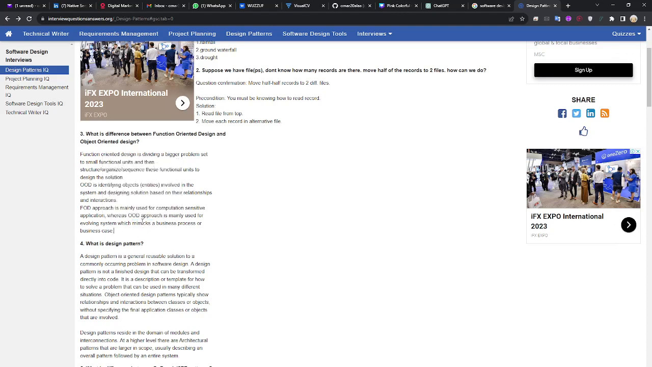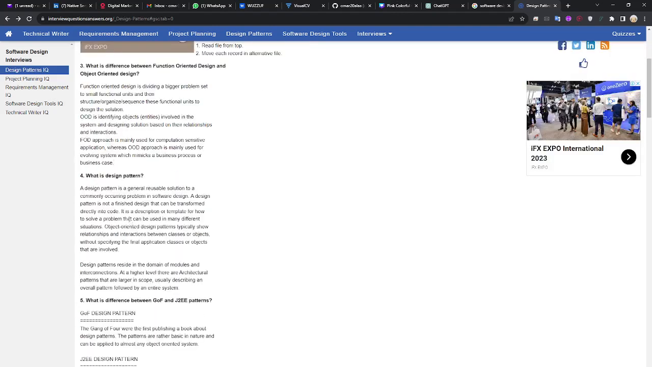What is a design pattern? A design pattern is a general reusable solution to a commonly occurring problem in software design. It is reusable solutions for problems that already happened and whose solutions were found. A design pattern is not a finished design that can be transformed directly into code. It is a description or template.